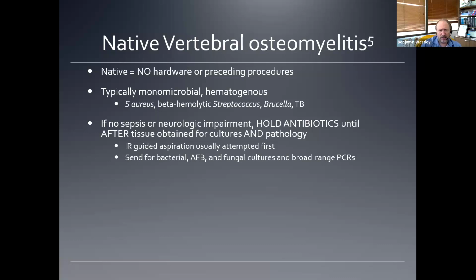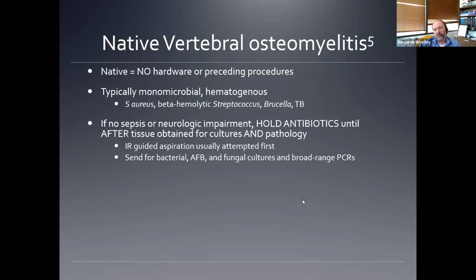So our radiologist, the interventional radiologist, IR, we ask them to aspirate from the disc, or if there's bone they can obtain with a bone needle before we start antibiotics, and we send it for bacterial culture. And then here we have more TB per capita than anywhere. We oftentimes also send this for mycobacterial and fungal cultures and PCR studies.